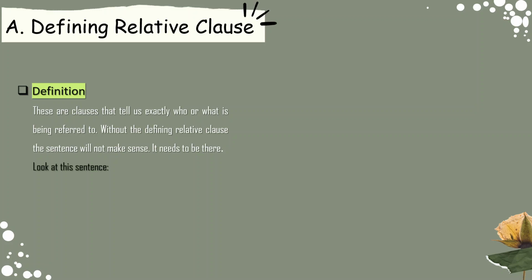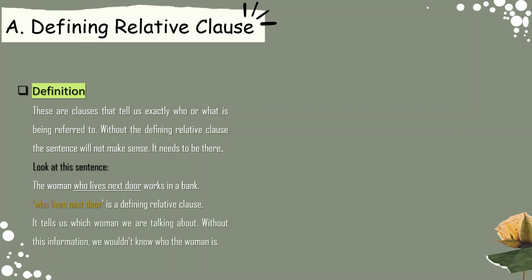Look at this sentence. The woman who lives next door works in a bank. Who lives next door is a defining relative clause. It tells us which woman we are talking about. Without this information, we wouldn't know who the woman is.